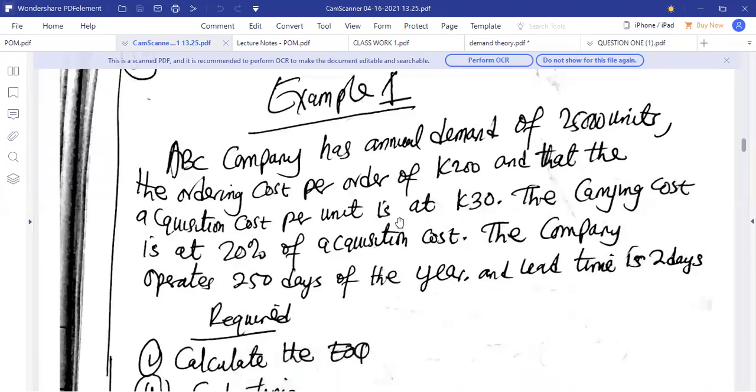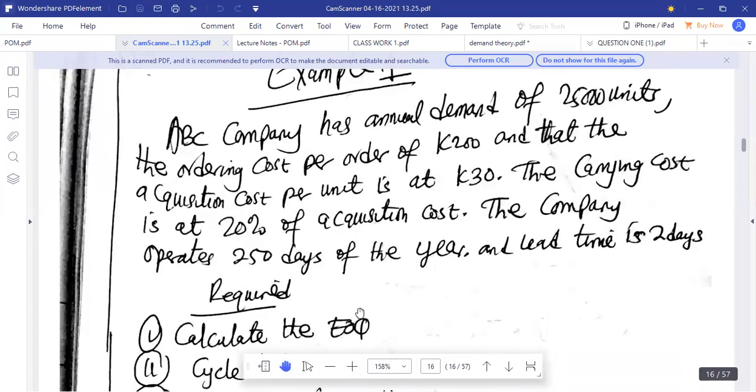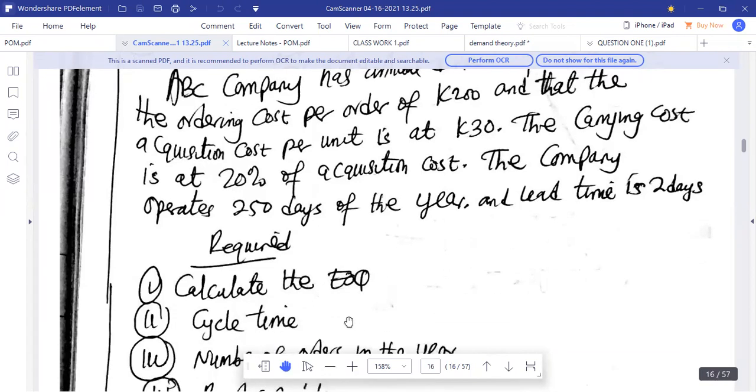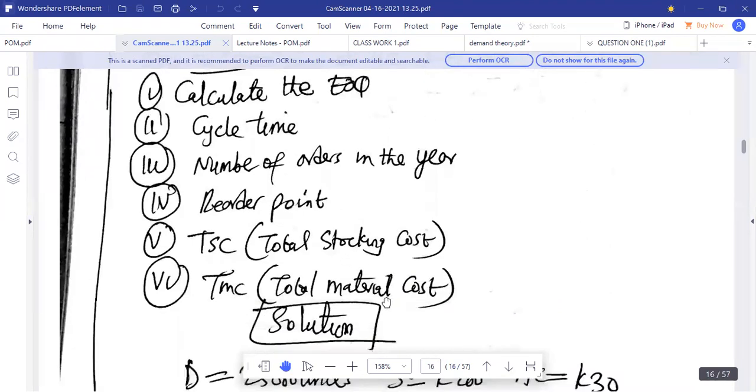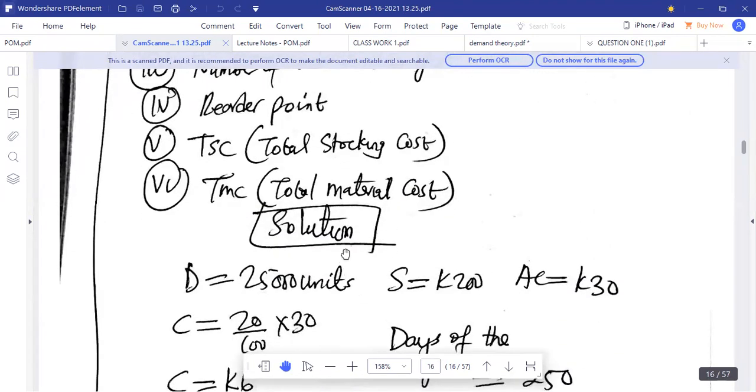So from this information, you can see we have annual demand there. You have the ordering cost per order, the unit price of 30 kwacha, and the carrying cost at 20% of acquisition cost. So we can actually calculate how many units we can order at a time. Calculate the following: the economic order quantity, then the cycle time. All the formulas have been given. So you can find the number of orders in a year, the order point, the total stocking cost, and total material cost. So you can get to the solution.